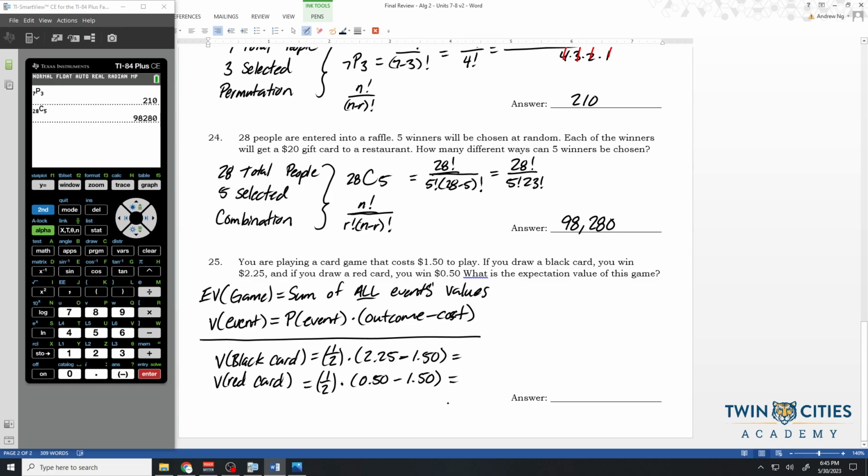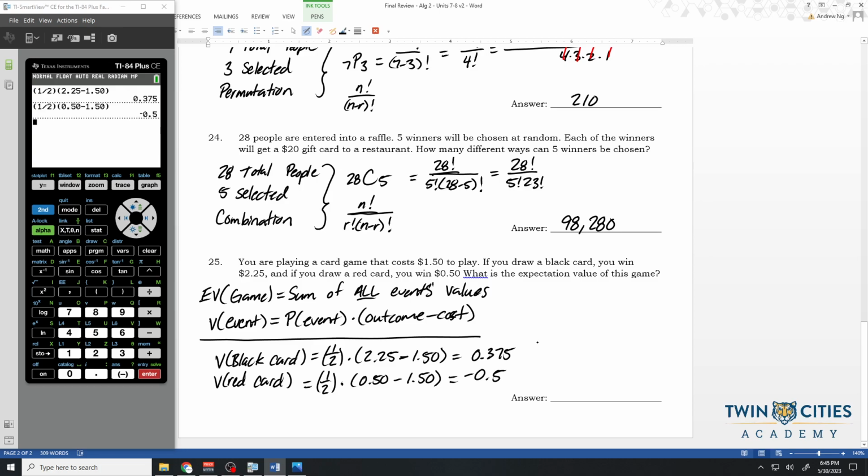So let's find these individual values first. In the calculator, I can do 1/2 and then times 2.25 minus 1.50. That's for getting a black card. This is 0.375. And for the red card, this will be 1/2 times 0.50 and then minus $1.50. This is negative 0.5.